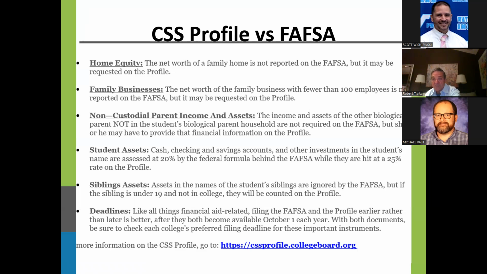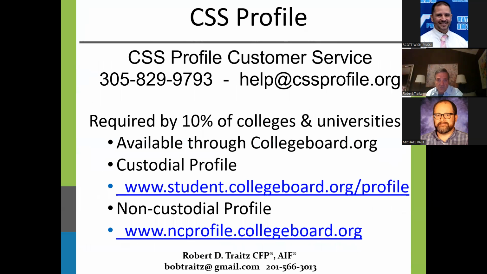Every school is going to list their priority filing deadline. If you have 10 schools, 12 schools, 15 schools, get to every one of those websites and learn what their deadlines are. Don't miss it. Again, you access the profile through collegeboard.org.